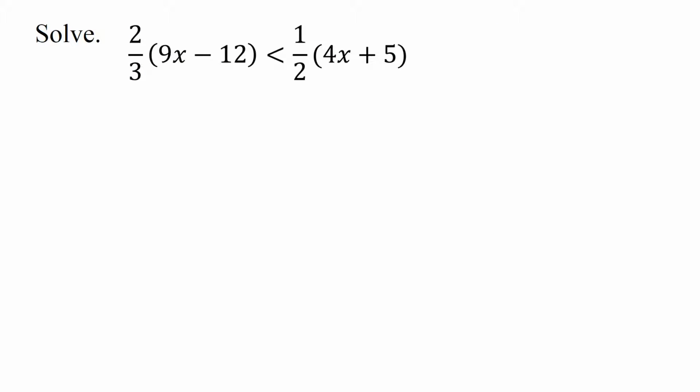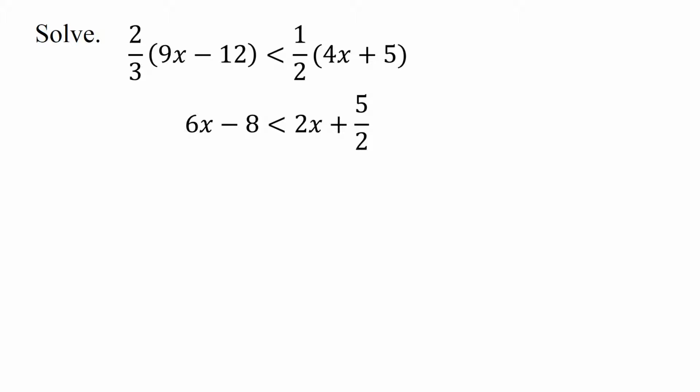All right, let's look at this problem. So what do I notice? It's not simplified at all. There's x's on both sides. So first step is to simplify. So I'm going to distribute the 2/3 through the first parenthesis. So 2/3 times 9x, 2/3 times negative 12. So 2/3 of 9 is 6, 2/3 of 12 is 8. And then I'm going to distribute the 1/2 through the 4x plus 5, a half of 4x, and then a half of 5. And that gives me 6x minus 8 is less than 2x plus 5/2.